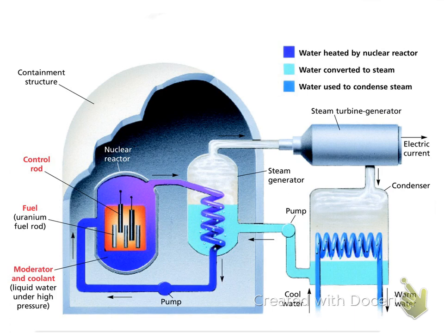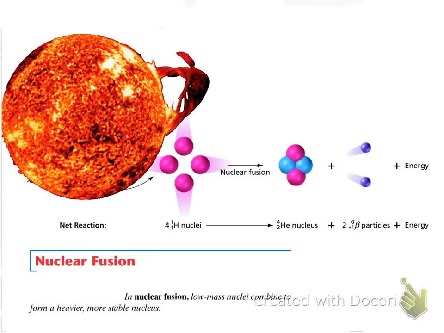I just want you to be aware of the general idea behind these things. You won't be tested on this stuff. And then you have fusion that happens in the sun. Fusion is where two smaller nuclei are bound together to become a heavier nucleus, whereas fission is a heavier nucleus decomposing into smaller nuclei.